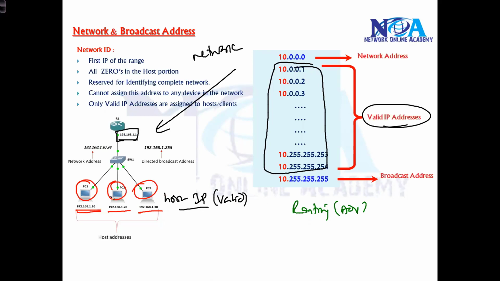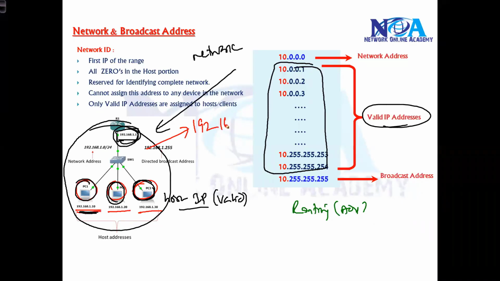So I'm not going to say that I'm using 192.168.1.10 here, 192.168.1.20 here, 192.168.1.30 here, 192.168.1.1 here. If you have hundreds of devices, how are you going to tell? So this complete subnet is identified with one address, that is the first address. So I'm going to simply say I'm using the 192.168.1.0 subnet or network.